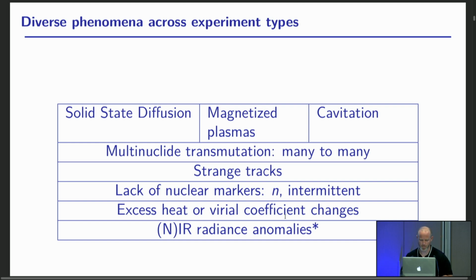This is a very generalized point of view, but the anomalous phenomena include multinuclide transmutations, strange tracks, which you've heard a lot about this morning, lack of nuclear markers. Neutrons are there, sometimes they're not. Question marks over whether they are faux neutrons or real neutrons. There's excess heat and virial coefficient changes being reported, more so recently from the Russian camp. And then I think the last one that is valid to add, at least for solid-state diffusion and magnetized plasmas, is this near IR and IR radiance anomalies.